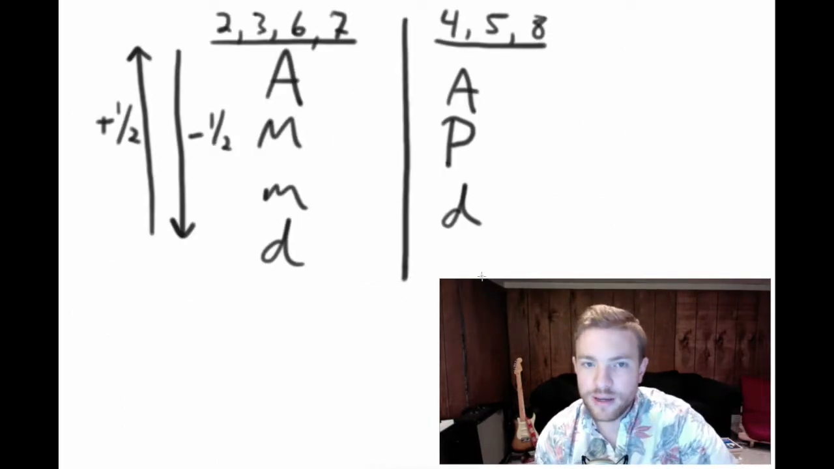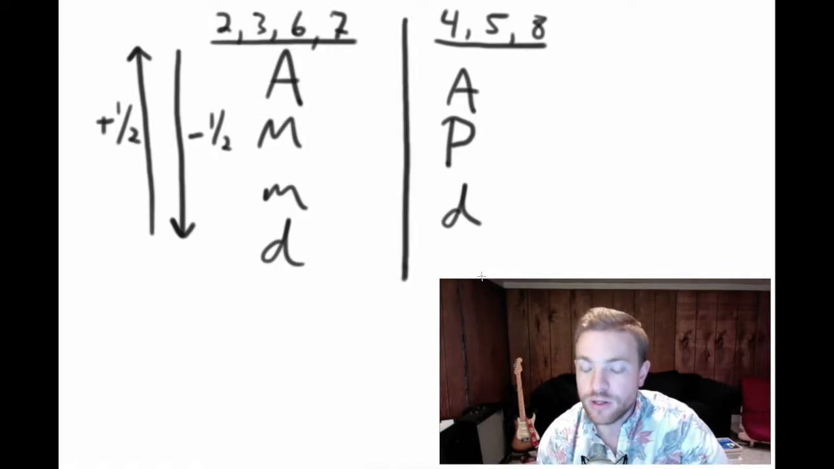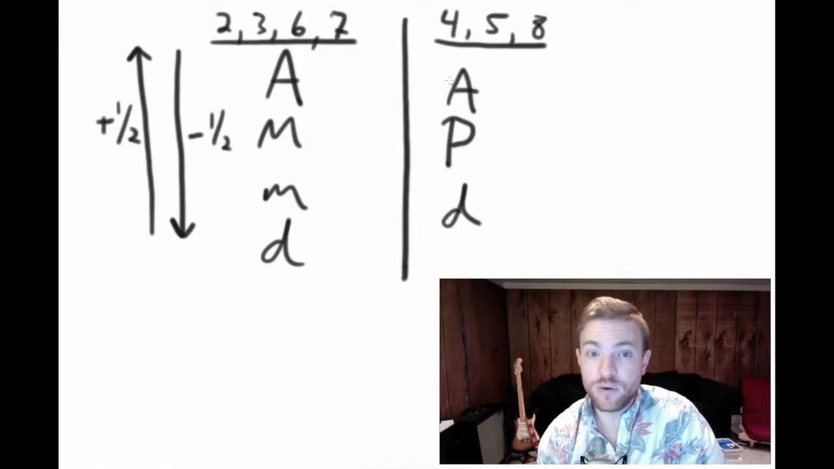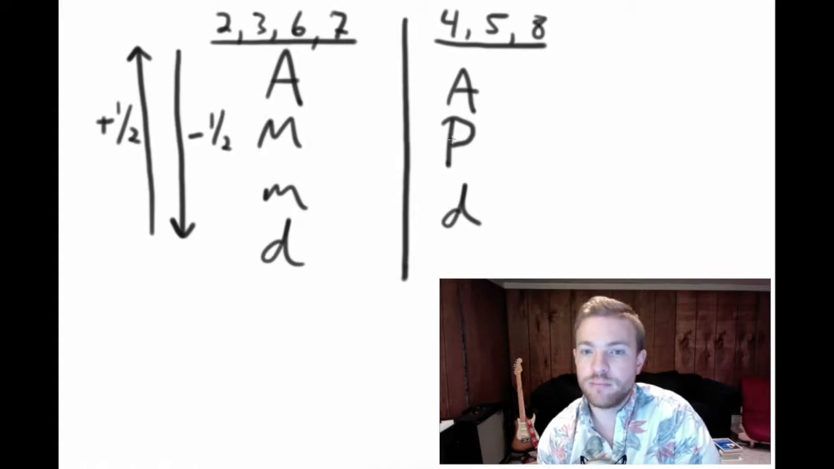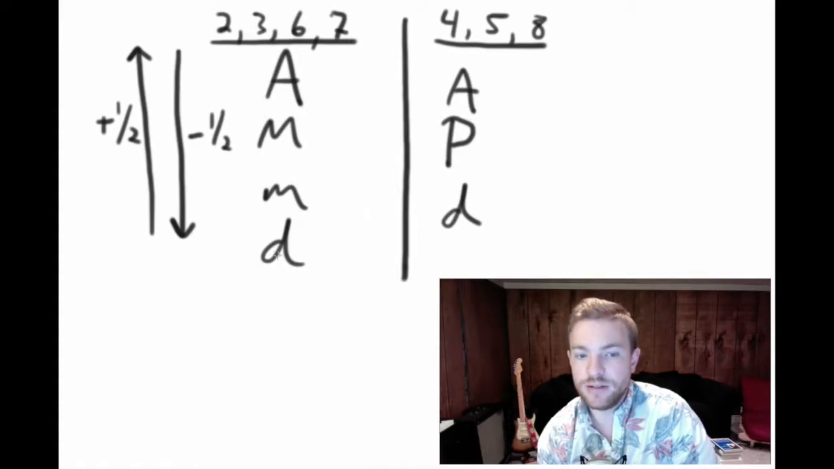All right, so I want to wrap up today with just a few little odds and ends about intervals, questions that might have come up while you were watching the first video. The first one has to do with this little chart that we made in the first video. Remember, if we shorten an interval by half a step, perfect intervals become diminished, and they become augmented if we lengthen them by a half step. Major intervals, if we shorten them by a half step, become minor. If we shorten them by 2 half steps, they become diminished. And if we lengthen a major interval by 1 half step, it also becomes augmented.